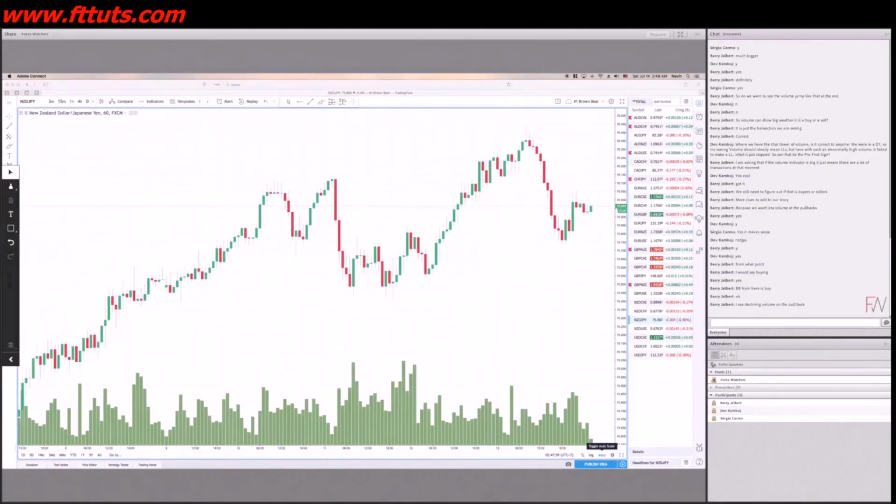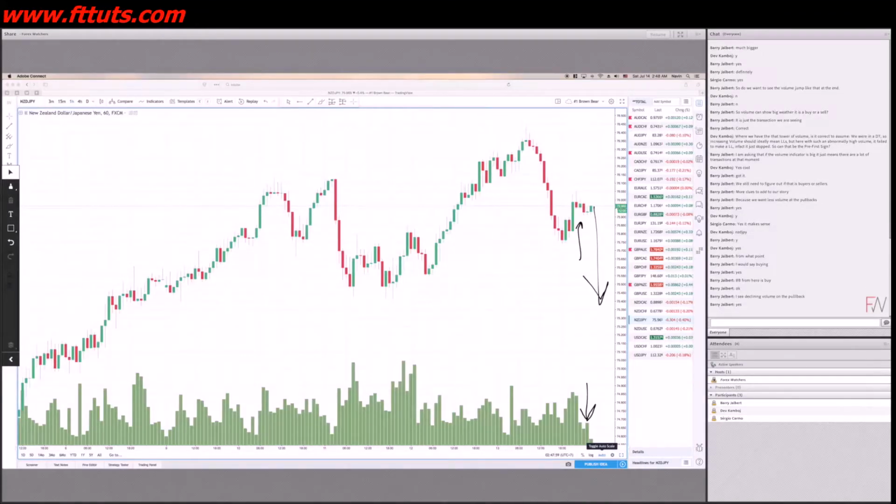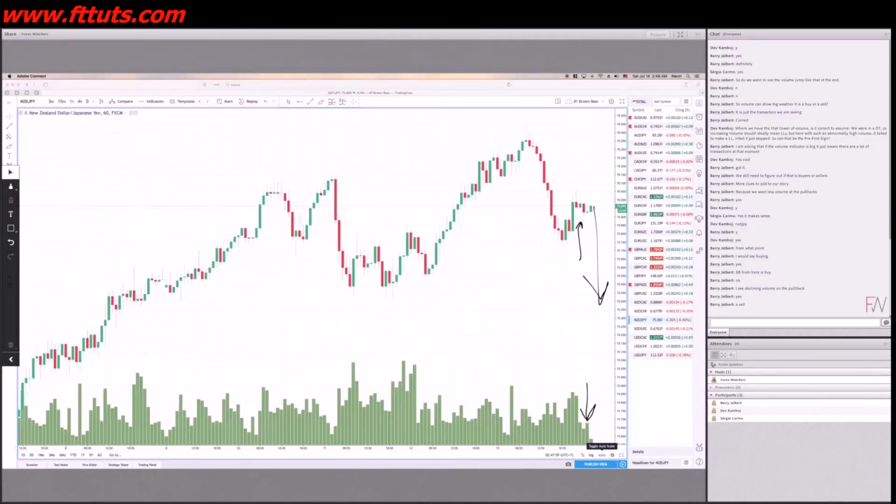Okay, I see declining volume on the pullback. Now, is that a pullback to do a sell again? Okay, so who's the big boy? Can you show me the volume of the big boy? Like, can you barricade who the big boy was?